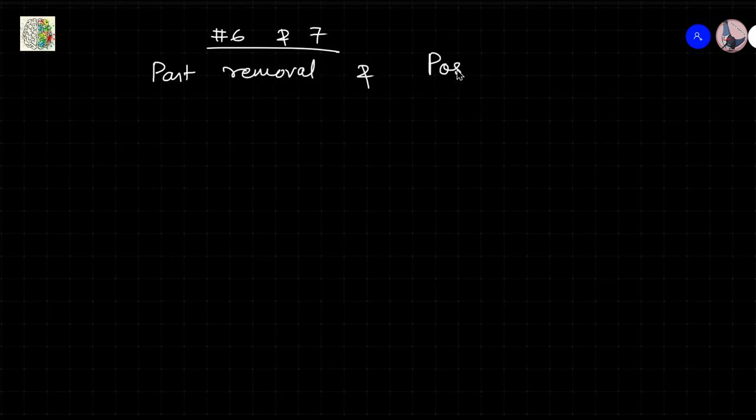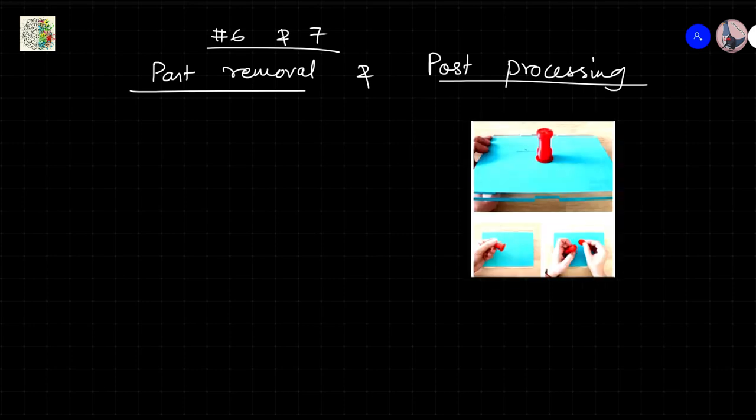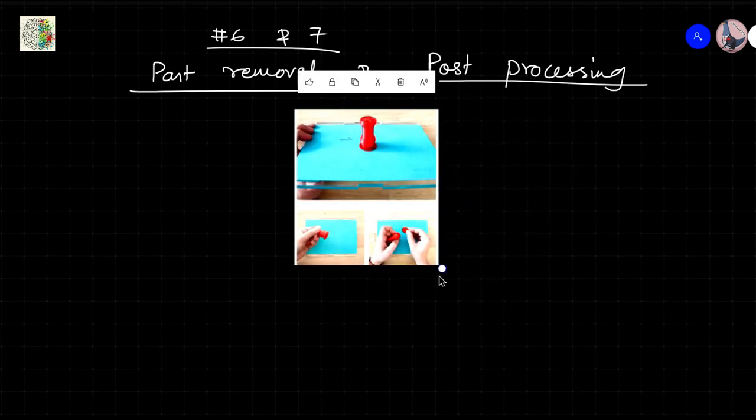Then come back to our sixth stage, which is part removal and post-processing. Step number six and seven, which are part removal and post-processing. Now, once your 3D component has been printed, you are free to take it out and then do some of the post-processing things. For example, I will show you.